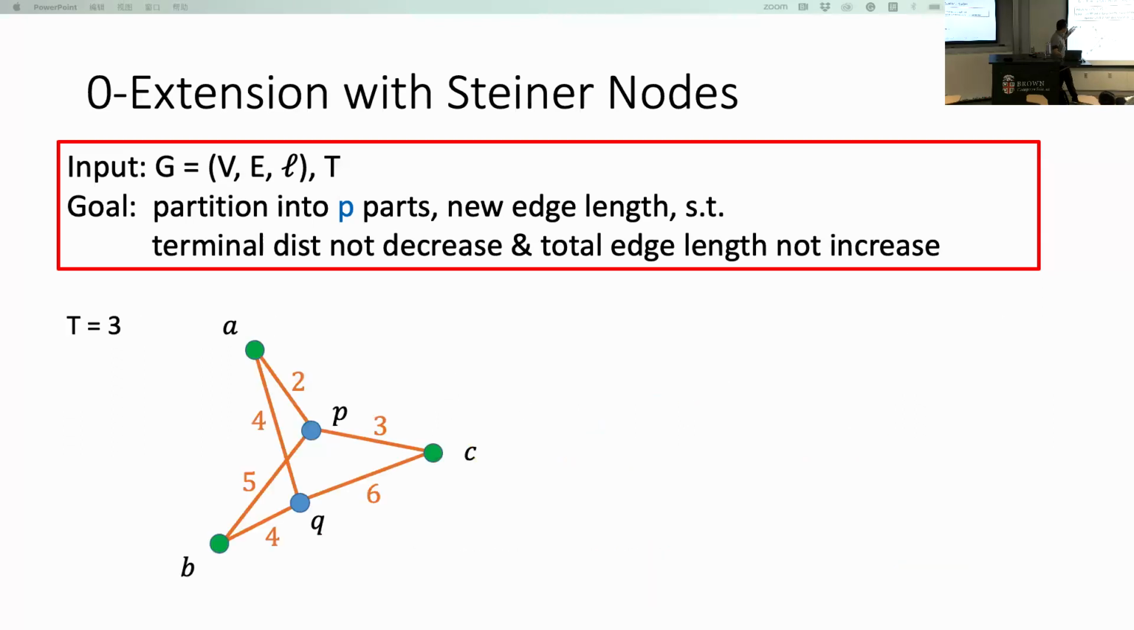Starting with the T equals 3 case, things start to become a little bit interesting. Let's look at this graph. First observation: A, B, C are terminals, P, Q are not terminals.